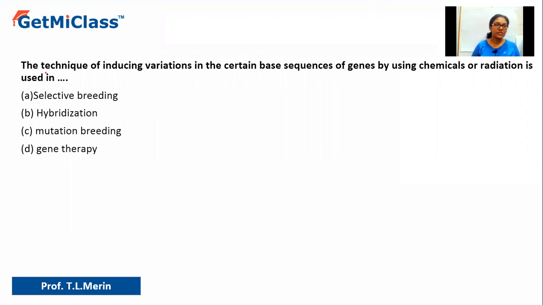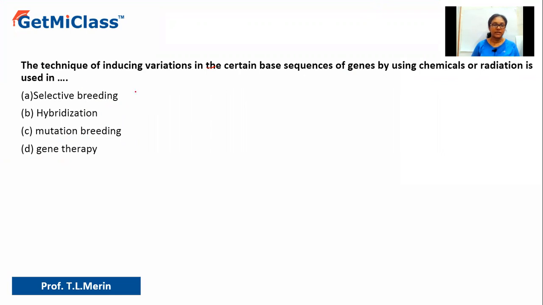So let's begin the question here. The question says the technique of inducing variations in certain base sequences of genes by using chemicals or radiations is used in option A, selective breeding, option B, hybridization, option C, mutation breeding, option D, gene therapy.